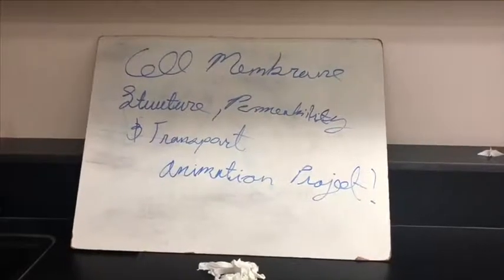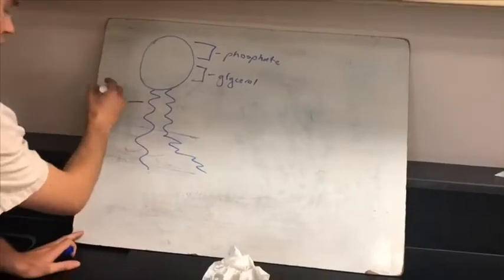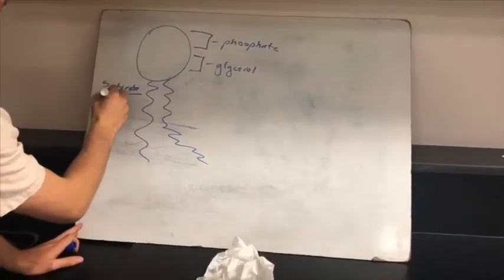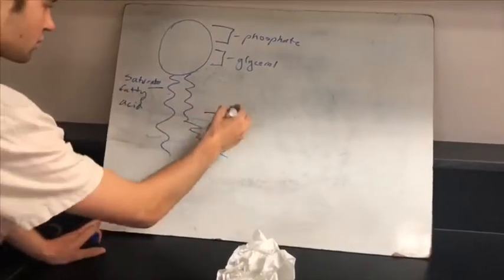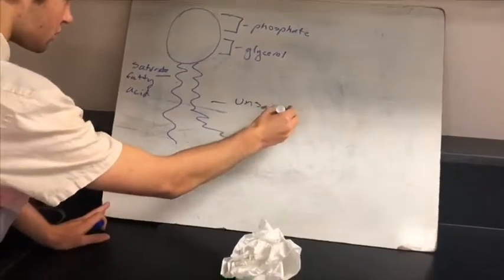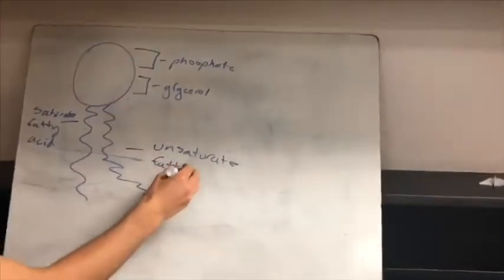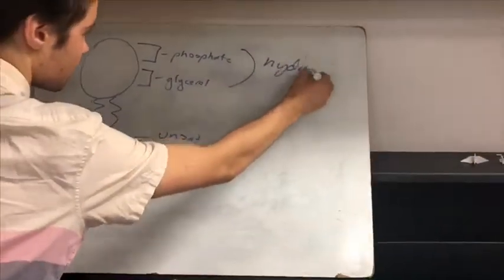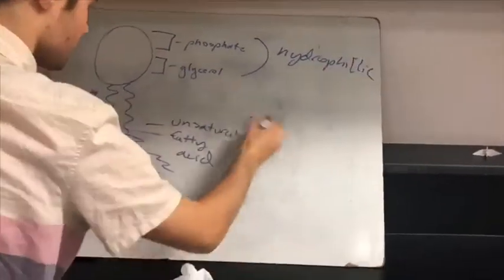This is our animation project. So first we're going to start off with the structure of phospholipids. So you have a phosphate group, you have a glycerol, and you have a saturated fatty acid as well as an unsaturated fatty acid. And the head of the phospholipid is going to be hydrophilic, while the tail is going to be hydrophobic.